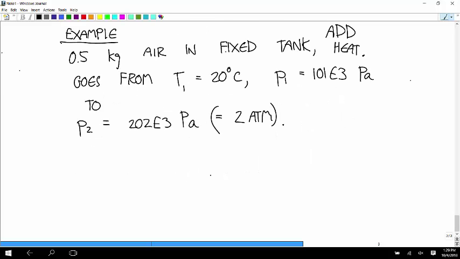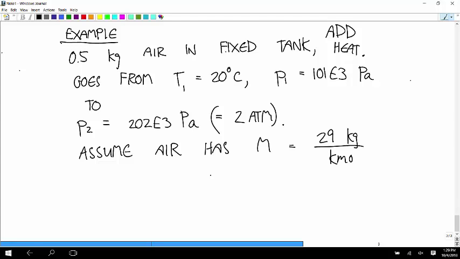Assume that air has a mass of 29 kilograms per kilomole. And we want to calculate the temperature T2 at that higher pressure.